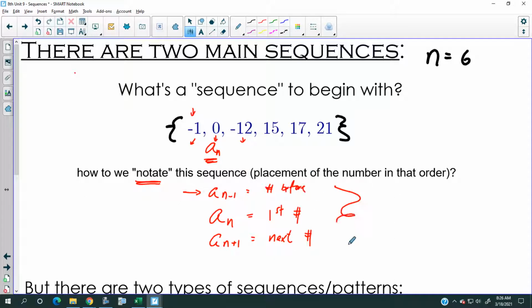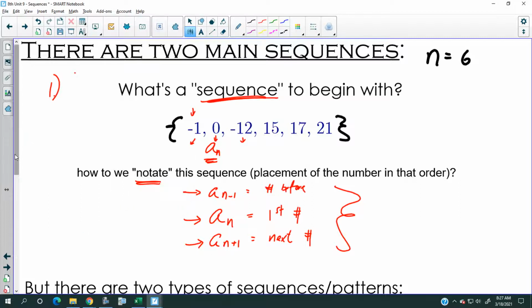One is this notation. Okay, so this is chapter 1. All right, what's a sequence? Series of numbers, right? How do we notate the sequence? How do we make a note on the position of the number? A and then the subscript of n. The number after that is a sub n plus 1, and the number before the original number is a sub n minus 1.